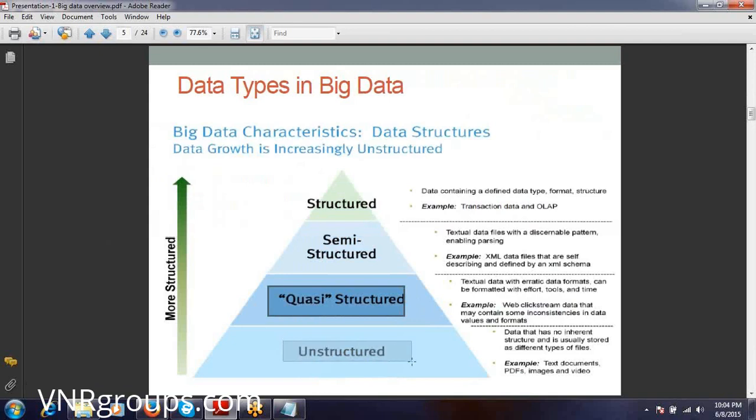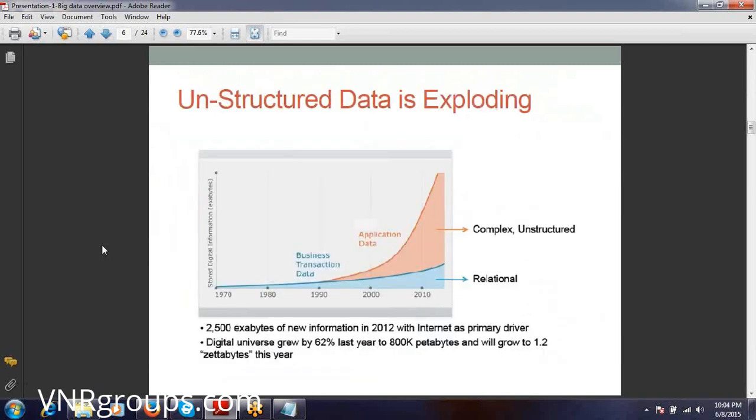And unstructured, as I told, is all your text documents, PDFs, images, audio, and video, which don't have any particular format, and are considered unstructured data. So if you see this graph, from 1970 the data generation started and structured data has increased linearly. But if I consider unstructured data generation, it has increased exponentially. It has increased a lot.